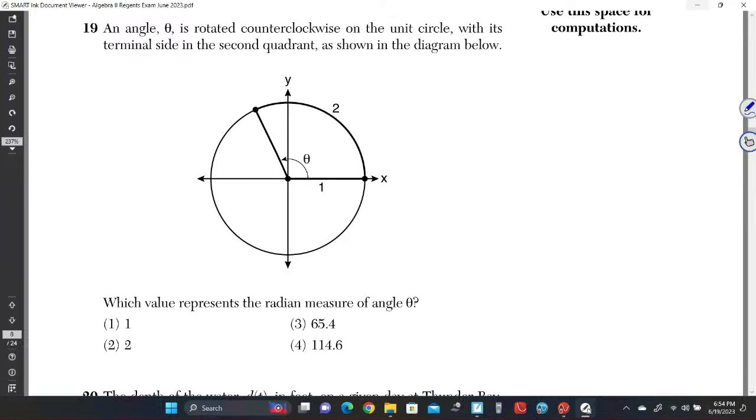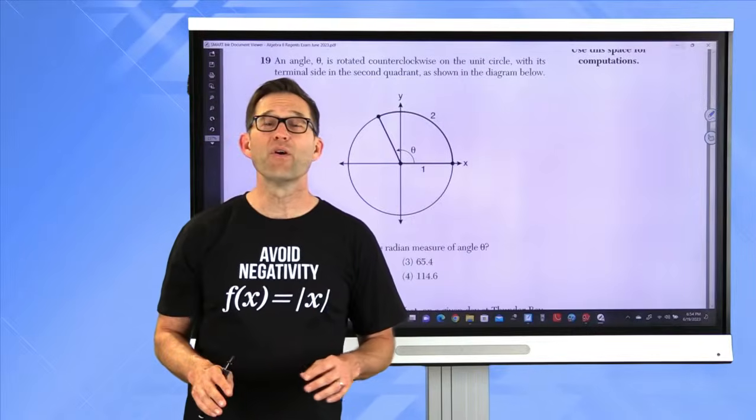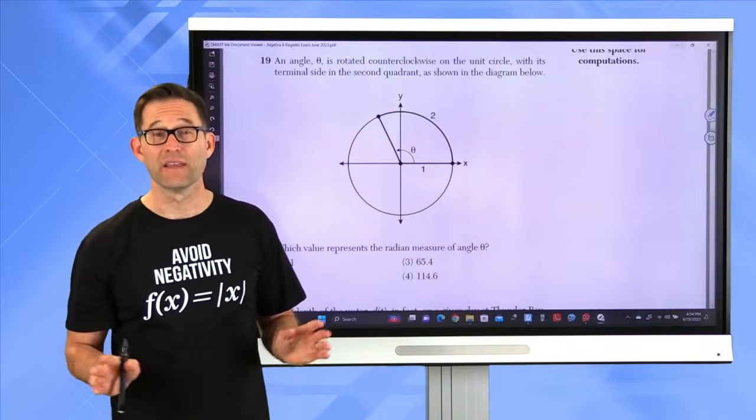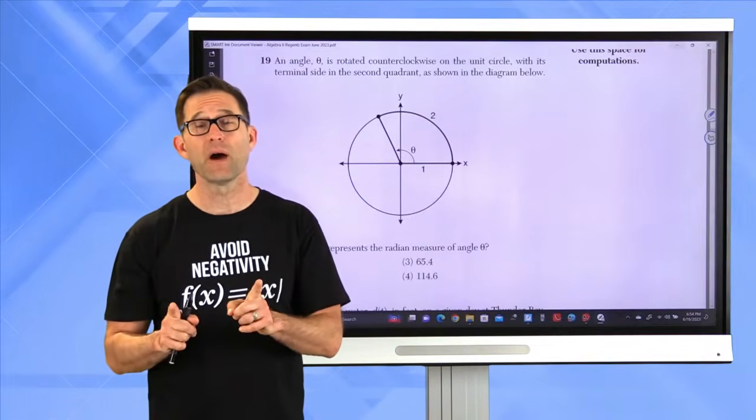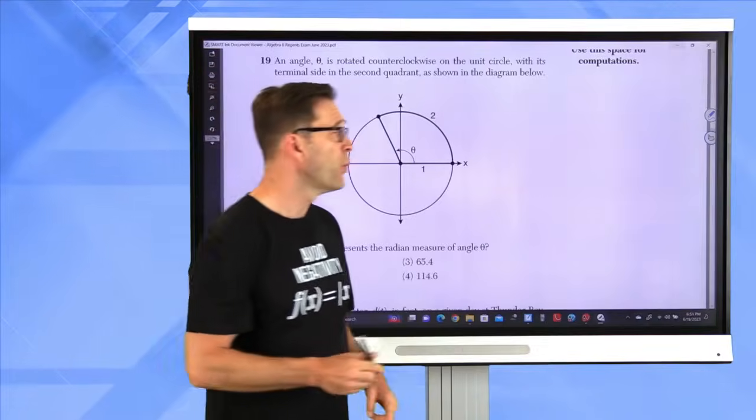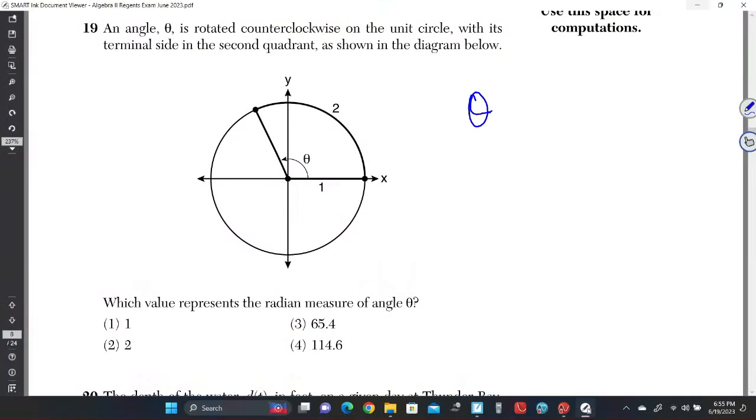An angle theta is rotated counterclockwise on the unit circle with its terminal side in the second quadrant as shown in the diagram below. Which value represents the radian measure of angle theta? All right, I don't know if this is tricky or just extremely easy. But you should have learned something very specific in both geometry and Algebra 2, which is that the radian angle measure of any angle, whether it's on the unit circle or not, is equal to the arc length intercepted by the angle, or subtended by the angle, divided by the radius.